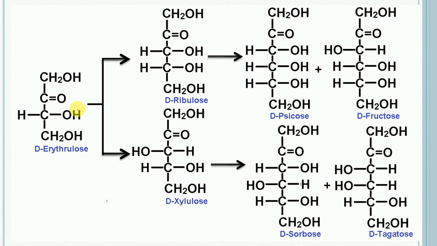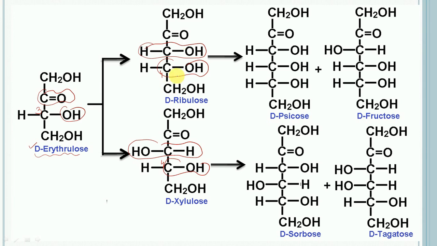In this case D-erythrulose is taken. It has the hydroxy group on the right hand side on carbon number 3, so it is assigned as D configuration. In this case the new chiral center is introduced next to the keto group. In the first case, the hydroxy group is on the right hand side and it is called D-ribulose, and in the second case, the hydroxy group is on the left hand side and it is called D-xylulose. In both these two cases, carbon number 4, which is the penultimate carbon, has the hydroxy group on the right hand side, so they are assigned D configurations.